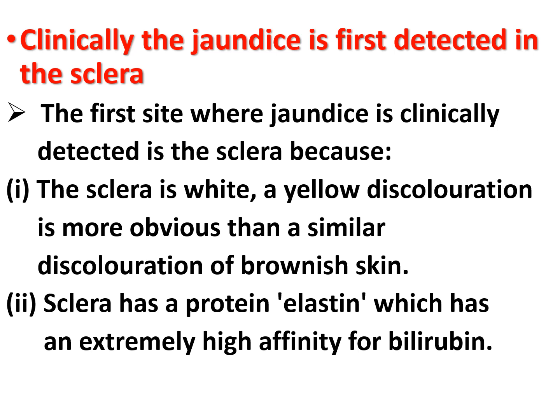Clinically, jaundice is first detected in the sclera. The first site where jaundice is clinically detected is the sclera because the sclera is white in color and yellow discoloration is more obvious than a similar discoloration of the brownish skin. And the sclera has a protein, elastin, which has an extremely high affinity for binding with bilirubin. So clinically jaundice is first detected in the sclera.